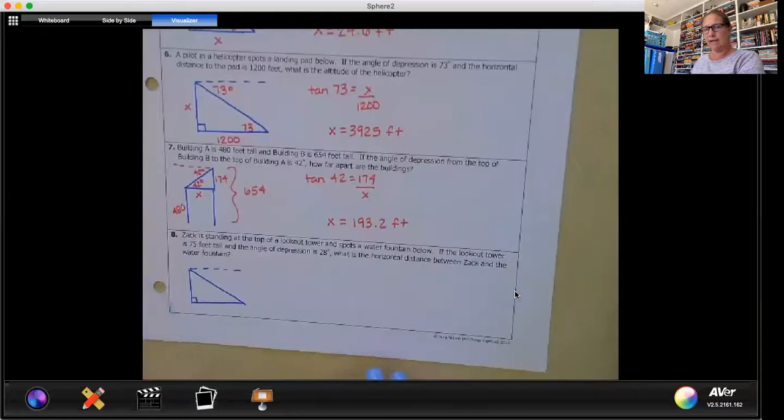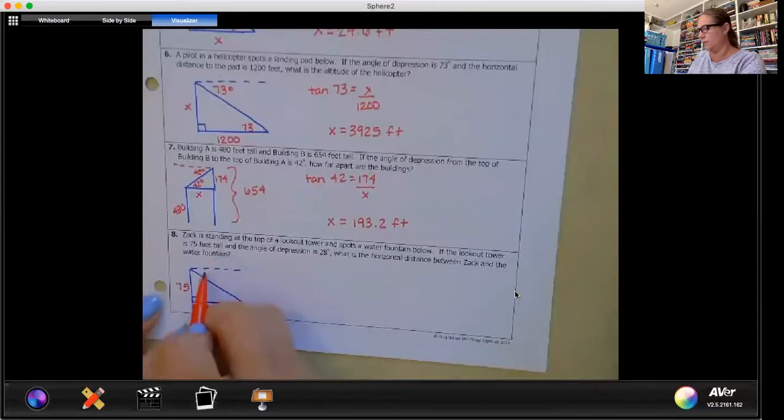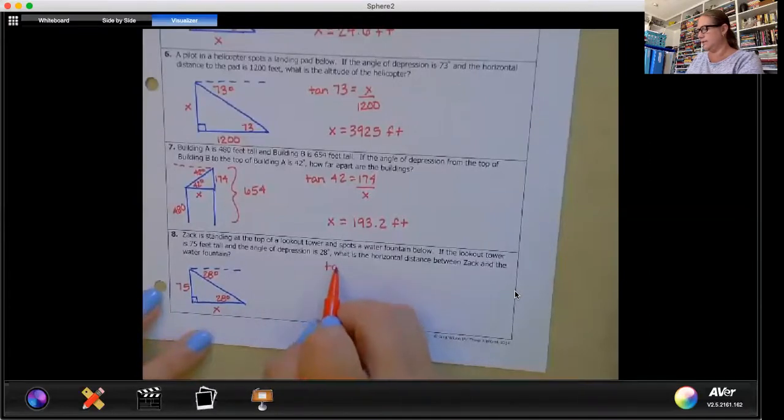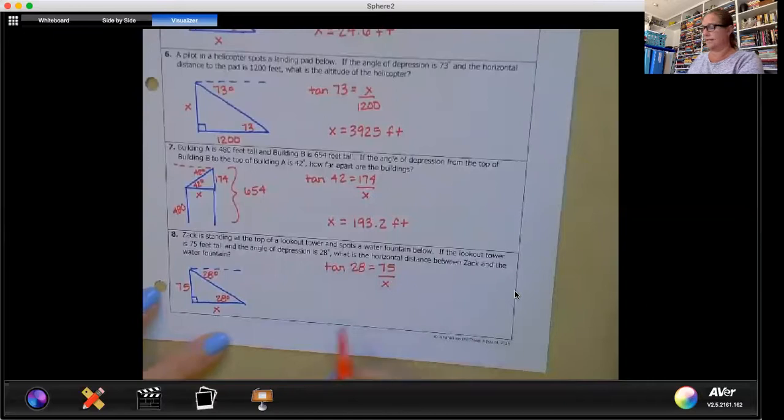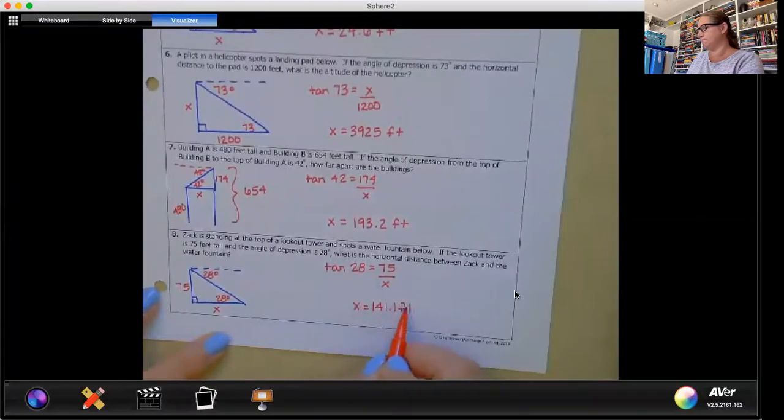Zach is standing at the top of a lookout tower and spots a water fountain below. The lookout tower is 75 feet tall. Angle of depression is 28 degrees. What is the horizontal distance between Zach and the water fountain? So tangent 28 equals 75 over x. 75 divided by tangent 28 is 141.1 feet.